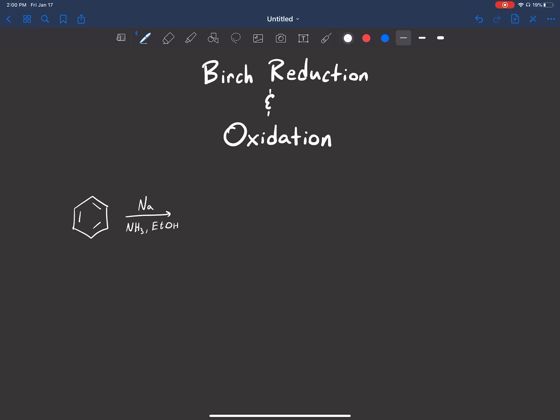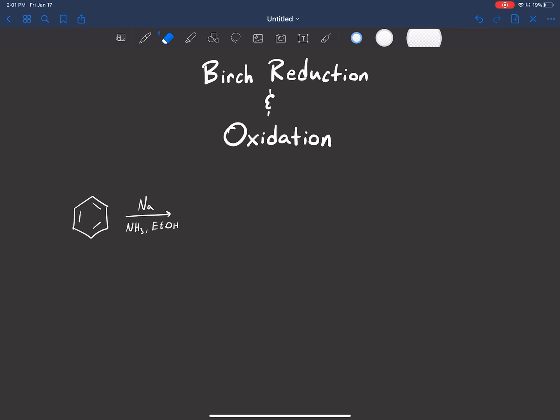So this one is going to be focusing on something called the Birch Reduction, as well as two oxidation reactions that you guys should be familiar with that can help you out when you're doing electrophilic aromatic substitution reactions. All right, so the first one we're going to focus on is the Birch Reduction, and these are going to be the reagents you want to use.